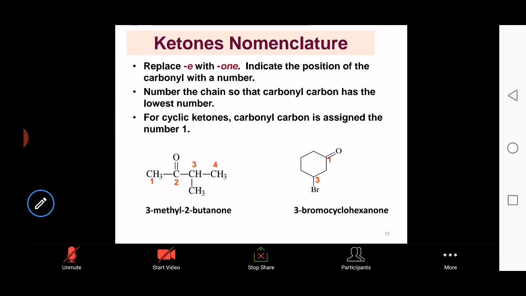So, ketone nomenclature. Replace E with ONE, and indicate the position of the carbonyl with a number. Number the chain so that the carbonyl carbon has the lowest number. For a cyclic ketone, the carbonyl carbon is assigned the number 1. So for ketone, we change the ending to O and E. Remember, O and E. Look at the example, 3-methyl 2-butanone.